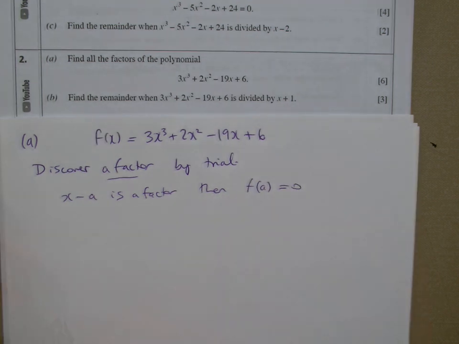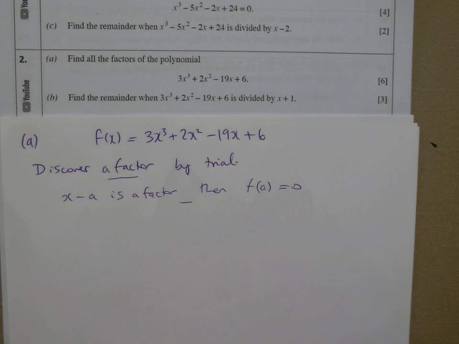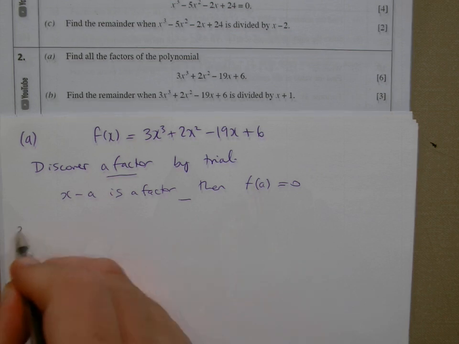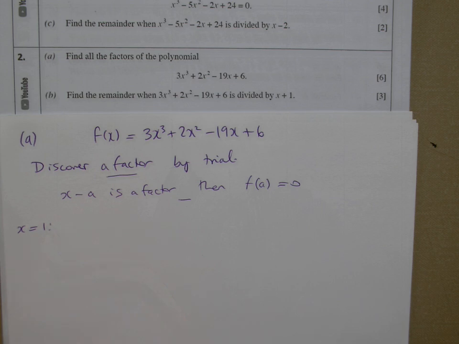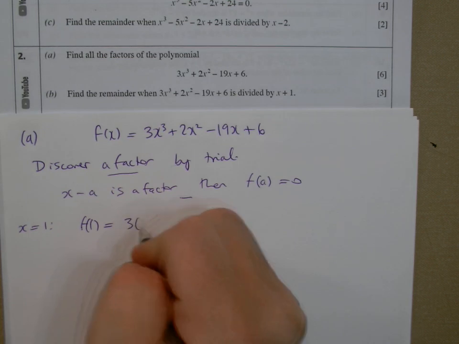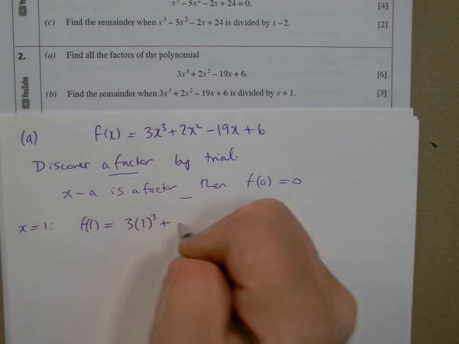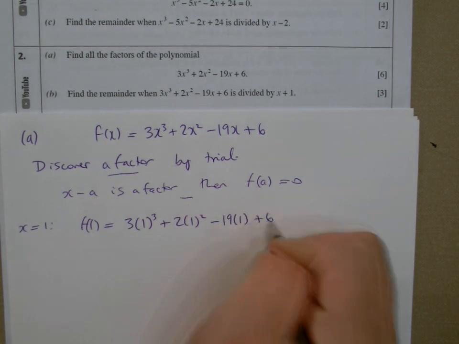So what we'll do is try different values for this a here. Ultimately, if we get 0 out, we know that's a factor. So we want to work out values for x. If I set x to equal 1 to start with, we'll see if that comes out as 0. So f of 1, subbing it in, will be 3 times 1 cubed plus 2 times 1 squared minus 19 times 1 plus 6.